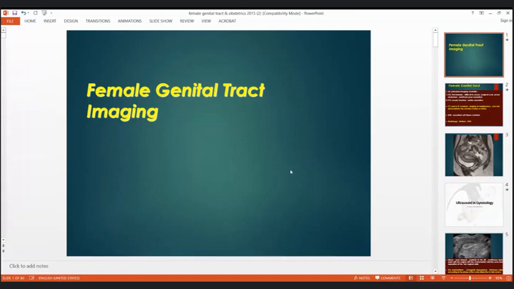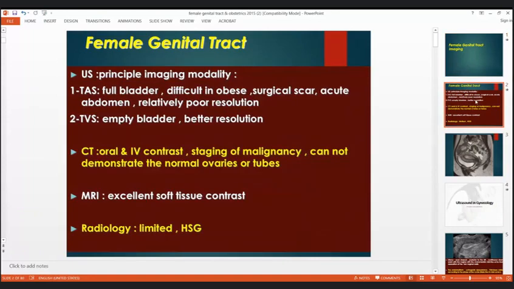Female genital tract imaging and obstetric imaging. For the female genital tract, multiple imaging modalities are used. Ultrasound is considered the principal imaging modality. We perform transabdominal and transvaginal ultrasound.